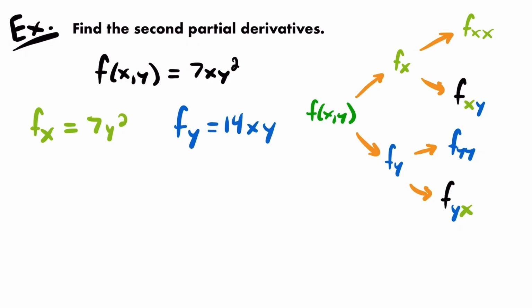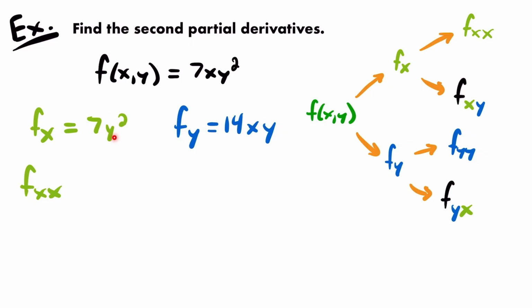Those are the first partial derivatives of this multivariable function, which we can now use to help us find the second partial derivatives. So let's start with finding these two, the second partial derivatives that we can find using fx. And so I'll start by finding fxx first, which would be the partial derivative with respect to x of the first partial derivative with respect to x. So we're going to take the partial derivative of 7y squared with respect to x.